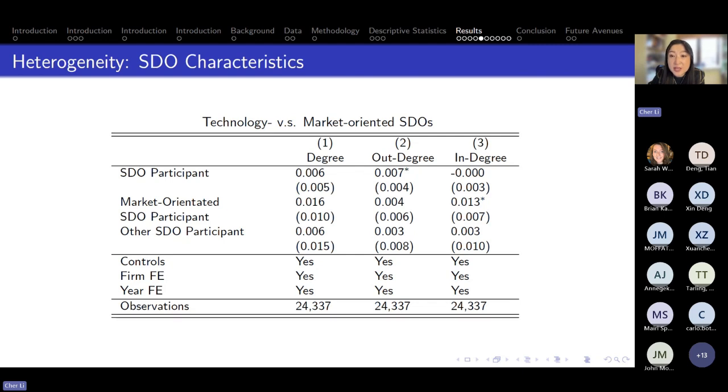And so the key takeaway here is that the participants in the technology-oriented SDO, so that first row, really have stronger centrality in their customers' market. And in the second row, the market-oriented SDOs seem to have the strongest effect on the suppliers' network. So the takeaway here is that I think the alignment between a firm's business model and which SDO they go to develop standards is really important.